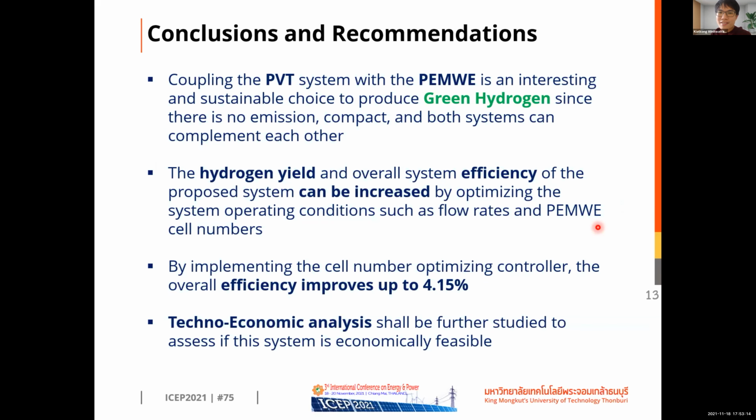The conclusion of this study is that the PVT system coupled with proton exchange membrane water electrolysis is a very good pair to produce green hydrogen, since there is no emission from this system. It is compact and both systems complement each other as a win-win situation. Hydrogen yield and the overall system efficiency can be increased by using our optimized controller. The efficiency can improve up to 4.15%.